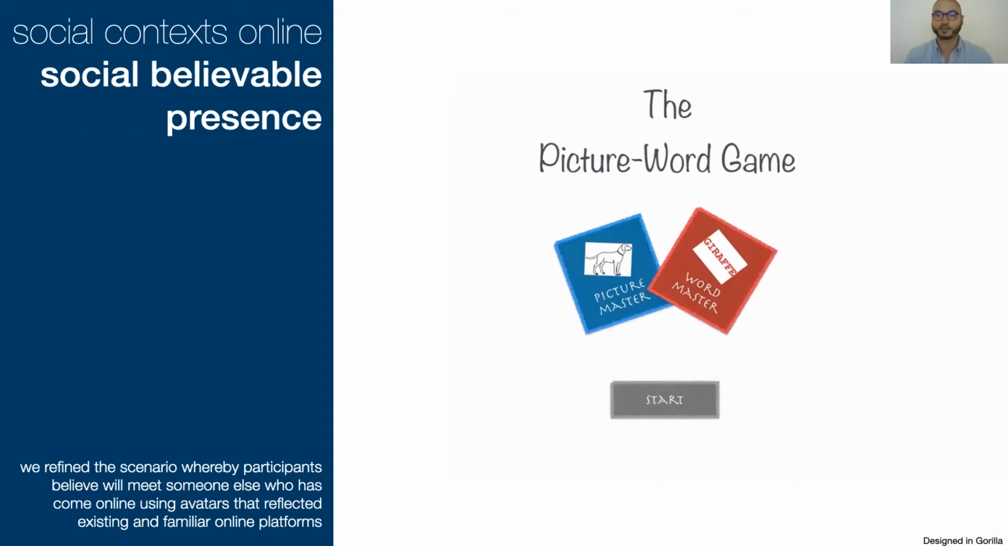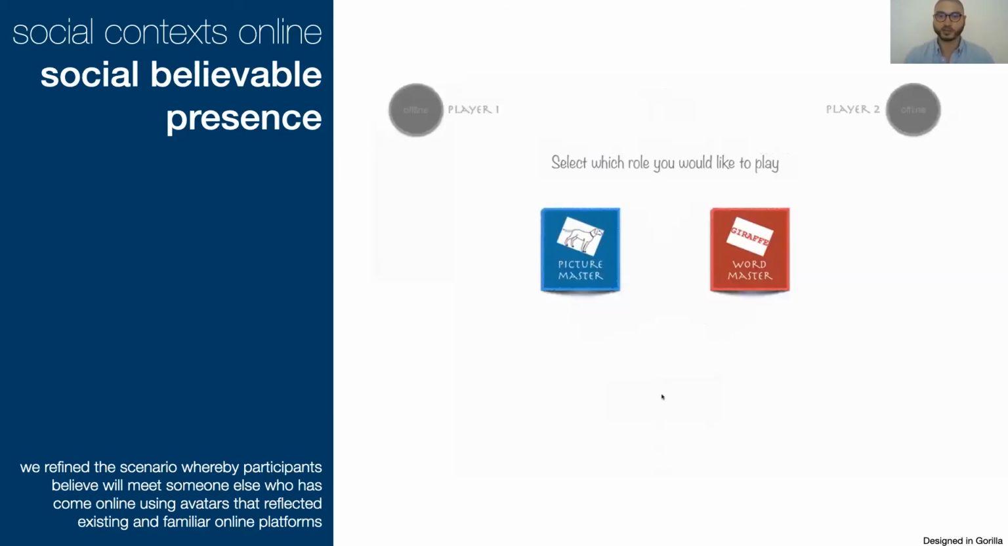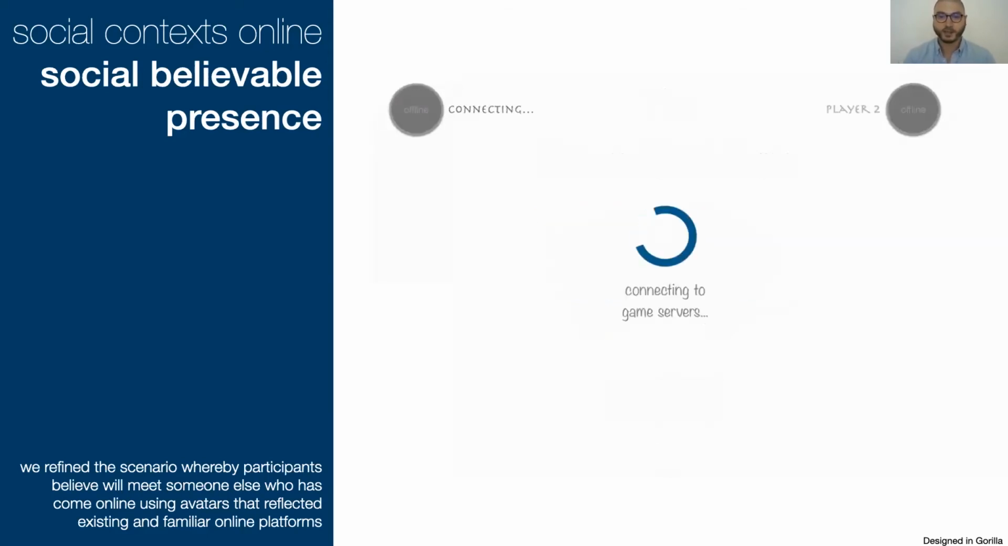We refined this idea of meeting someone online. So we refined the picture word game, and we gave people a choice, and this is just a video of them choosing Picture Master. And then we get the sense that they're connecting in some way to some form of game server. And you can see in the top left-hand corner, we've just created avatars, leveraging familiar online platforms like WhatsApp to give you that sense that you're connecting online and you're actually really connecting to a game. Just to remind you, they're not connecting to anyone here. They're just on their own. We're just pretending. And so you can hear that they're finding someone else online.